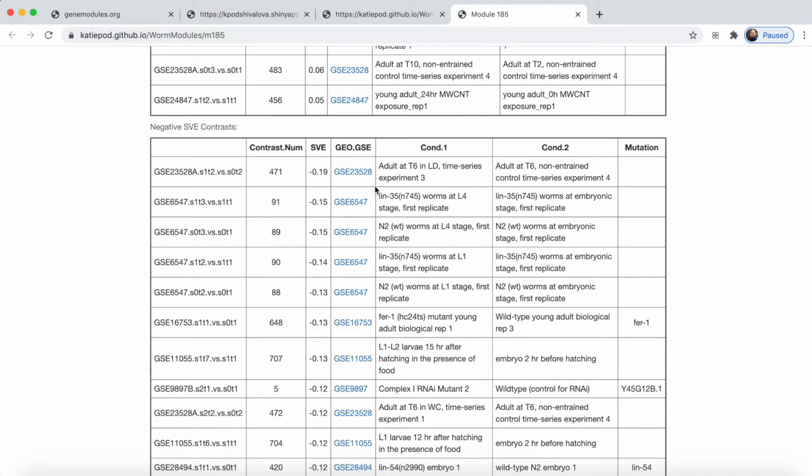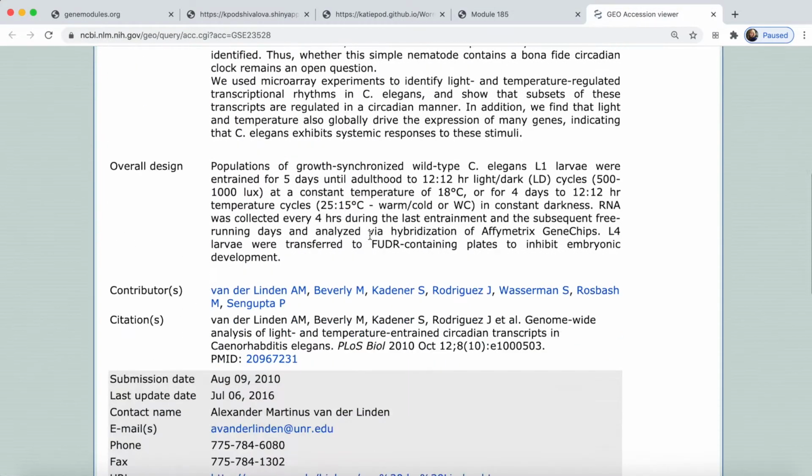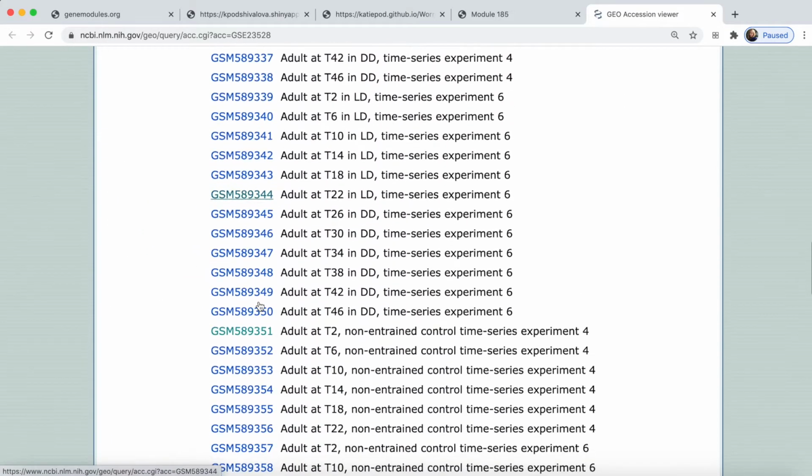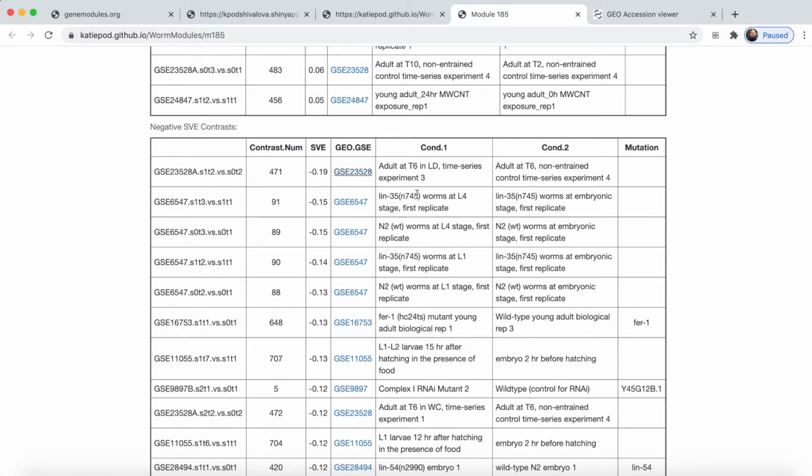So what this means is that module 185 explains 19% of total gene expression variance in this experiment. It's not super clear to me by reading these descriptions what the two conditions being compared are. So I can go to the GEO page that describes the microarray experiment from which this contrast was derived and read the descriptions of all of the conditions. And by doing that, I learned that the two conditions being compared here are worms exposed to light for 6 hours versus worms kept in the dark.